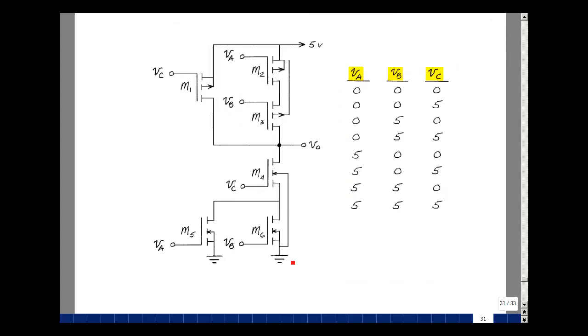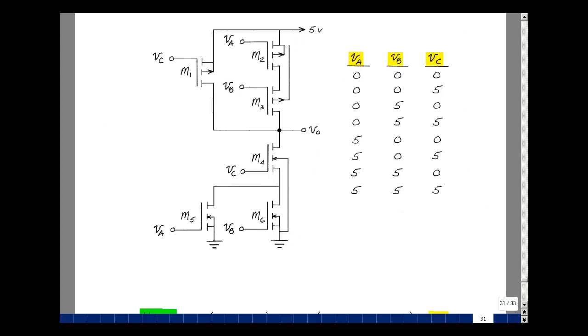So here I've got 6 MOSFETs interconnected. I've got 3 inputs, V sub A, V sub B, and V sub C, and these are all the possible combinations of 0 and 5 volts. The top 3 transistors are P-channel MOSFETs and the bottom are N-channel. And you can see that the P-channel MOSFETs have their bulk material hooked up to the most positive potential in the circuit, and the N-channel devices have their bulks hooked up to the most negative potential in the circuit.